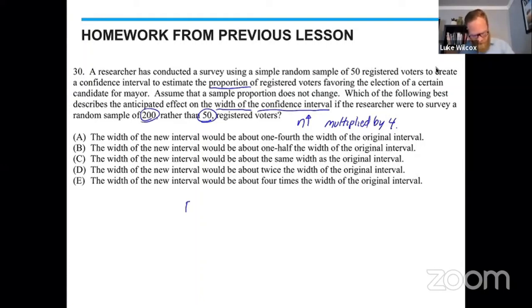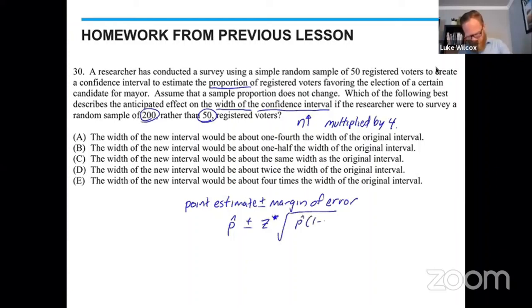Now, in order to answer that, we have to know something about confidence intervals. So I'm going to start with what I call the general formula for any confidence interval, which is the point estimate plus or minus the margin of error. Now that's the general formula. The specific formula, if you're trying to estimate a proportion, looks like this. P hat is your point estimate. Your margin of error has two parts, the critical value, z star, and then the standard error of the statistic, which in this case is the square root of p hat times 1 minus p hat, all over n.